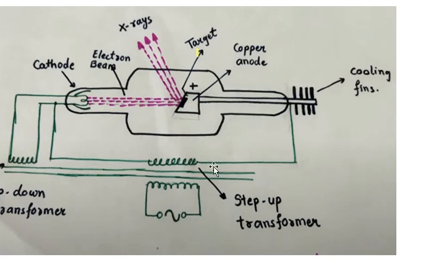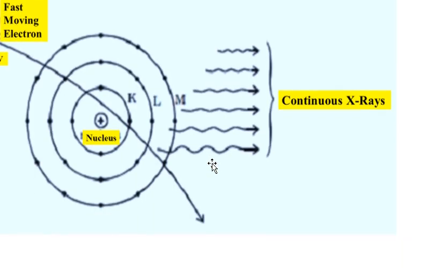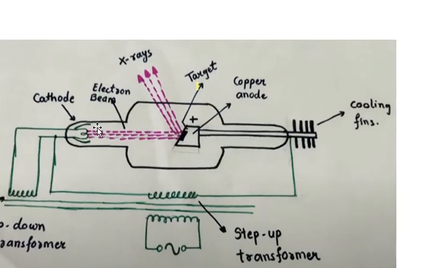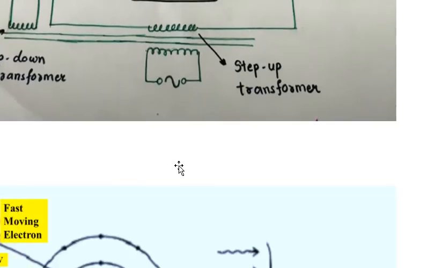So let's see this with a diagram. If this is your fast moving electron coming from the cathode, the electron beam which we have seen in the previous slide, then over here you can see this is your target atom. The target material we have seen over here, right? These are fast moving, accelerating electrons coming, and here is your target, and here one target atom we are considering.